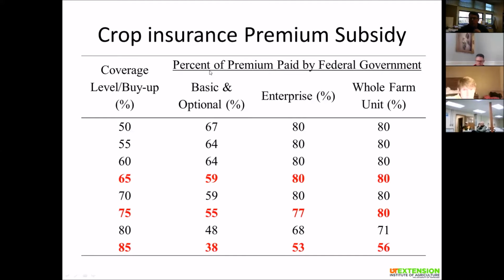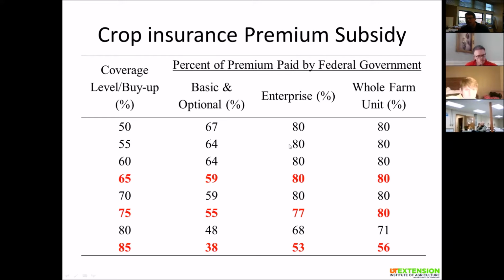Now, if we look at the premium subsidization, again, I mentioned the importance of unit structure. And so if you look, I've highlighted 3 buy-up coverage levels, 65%, 75%, and 85%. These are the percentage of premium paid by the federal government. So you can obviously see for whole farm units and enterprise units, you have a lot higher premium subsidization than you do for basic and optional.